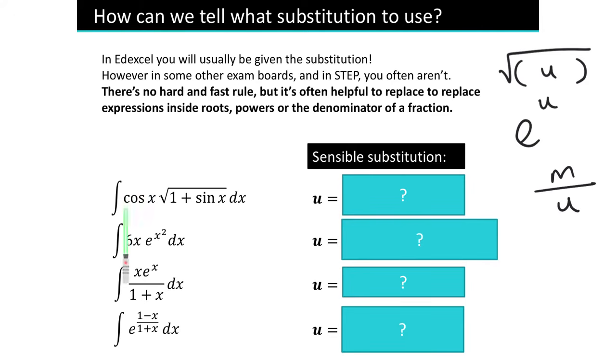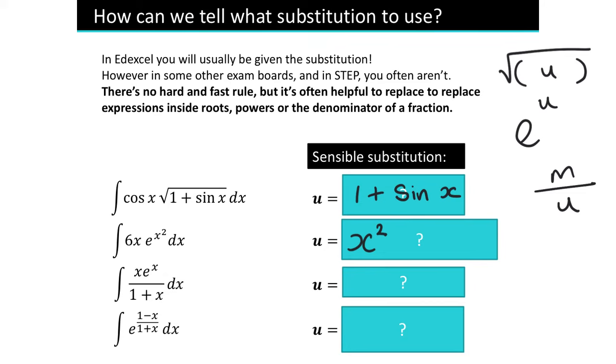So for example, for this one, what would you say a sensible substitution would be? Yes, so we would say u equals 1 plus sine of x, because it's inside the square root. For the next one, what would a potential substitution be? X squared, yeah.